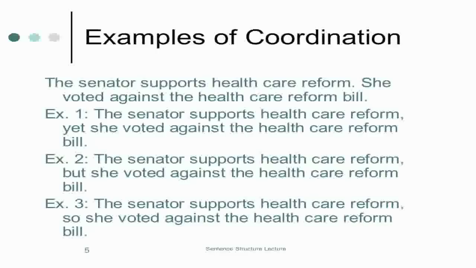Could you use another coordinating conjunction? Sure, you could also use the word but. The senator supports health care reform, but she voted against the health care reform bill. Either coordinating conjunction works effectively.